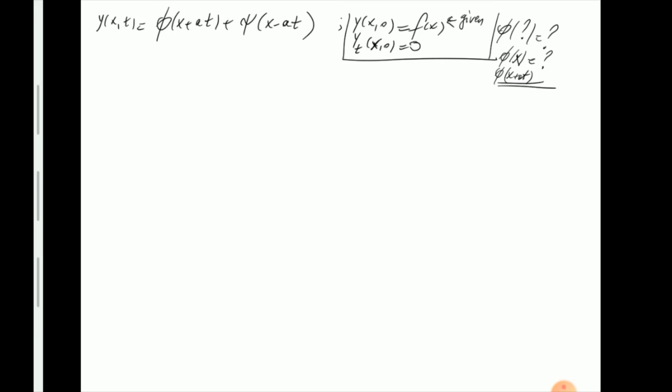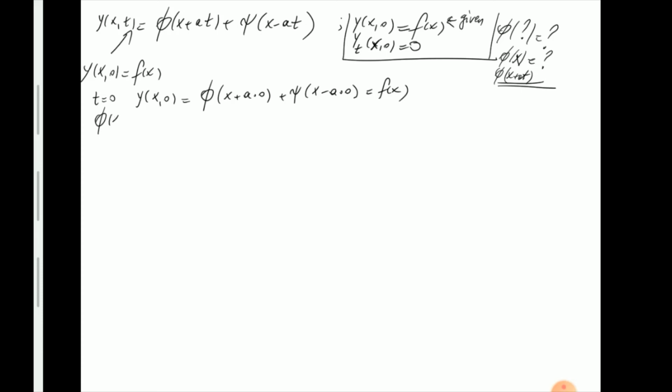So let's plug in t equals 0. We're going to impose the first condition. So y of (x, 0) equals f of x. Well, y of (x, 0), if I replace t with 0, that means phi of (x plus a times 0) plus psi of (x minus a times 0). This is the given function f of x. So the first initial condition gave me the sum of the two functions, phi of x and psi of x. We're going to keep this in mind, because if I'm lucky to find another relationship between phi and psi, then I can find the two functions.